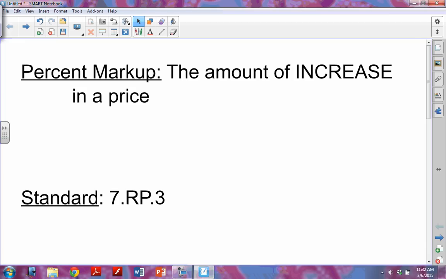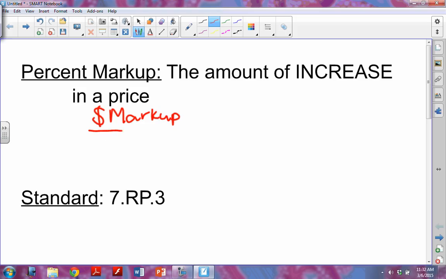Today we're going to talk about percent markup. Percent markup is the amount of increase in a price. We have been talking a lot about proportions lately, so this one is solved the exact same way, with proportions. Its money is still going to be on top, so it's going to be the money that you mark up the price.